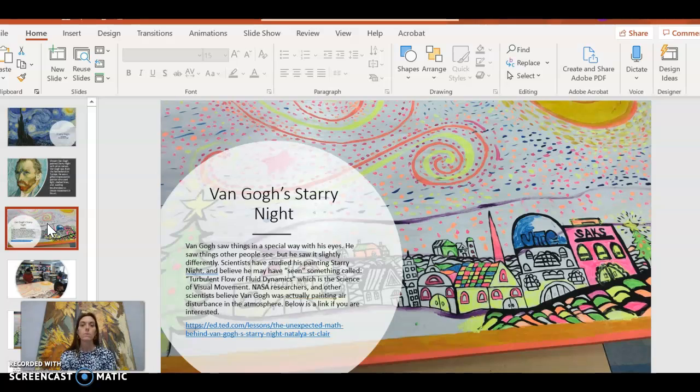Mathematicians have actually done calculations on his artwork compared to visual movement that they can measure in the sky, and it matches up. Unlike other paintings that use similar reference, they do not match up mathematically. So they think that Van Gogh is actually seeing exactly what he was painting. Here's a link to a TED Ed talk in the PowerPoint, and if you want to look in Schoology later or copy it here, it goes over some of that, the science and the math behind it.